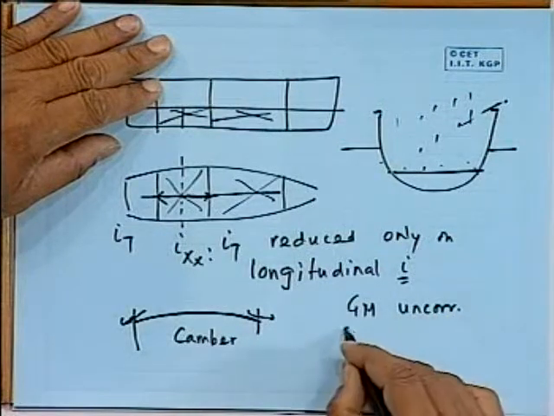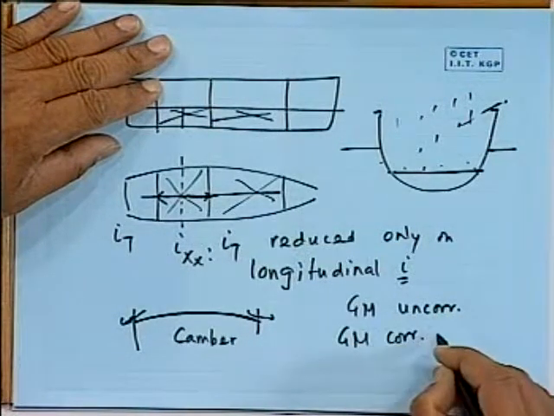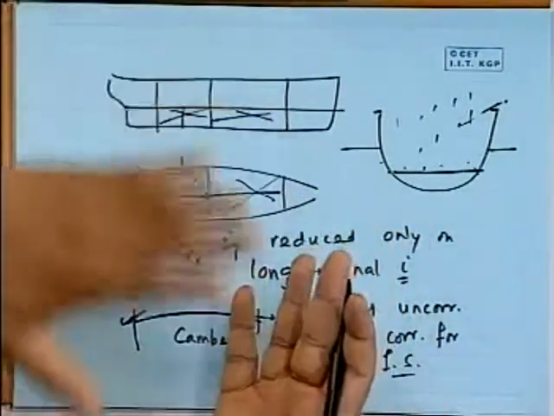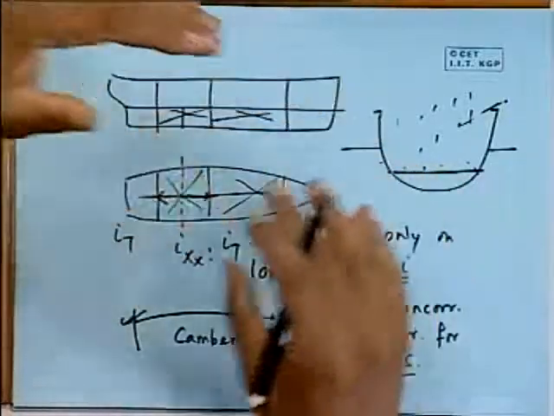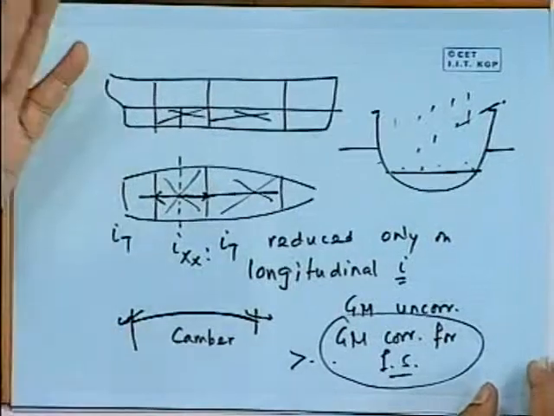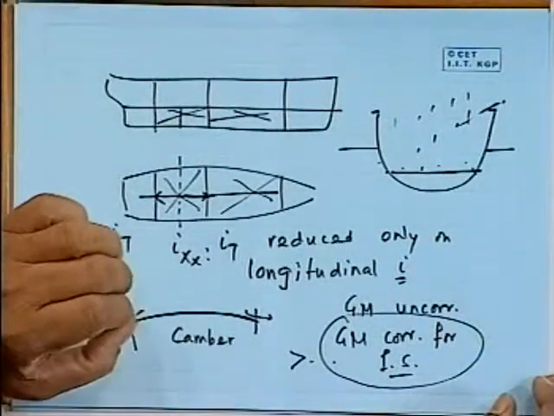For tanks, where you have a free surface, you have to calculate the ship's stability with free surface. All calculations will tell the GM uncorrected and then GM corrected for free surface. If you go to IRS, everywhere the calculation will have GM uncorrected and GM corrected for free surface. This corrected value must be more than some number. Otherwise, the ship might become unstable. So this is the most important thing.